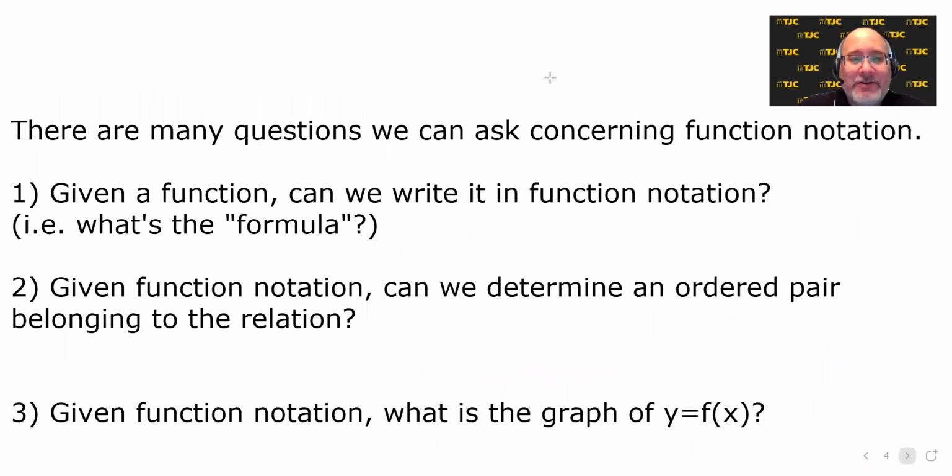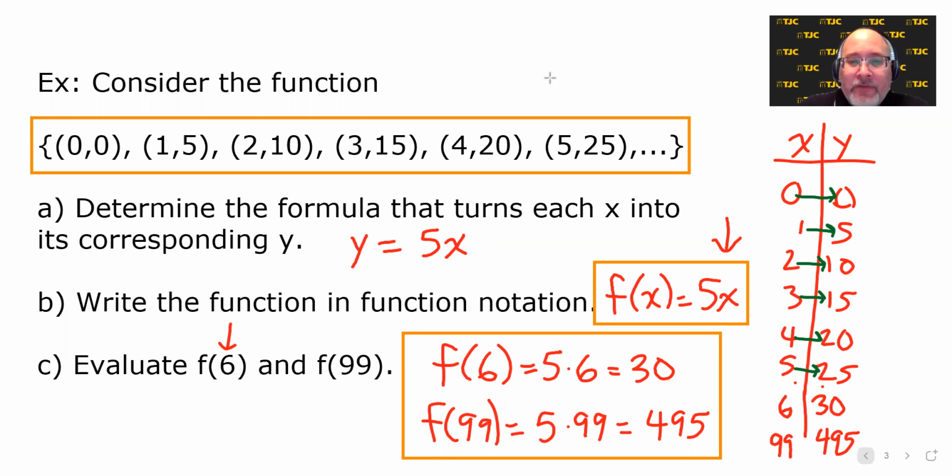The second question we could ask is, given function notation, can we determine an ordered pair belonging to the relation? That's what we did in part C. In part C, we had the function notation already from part B, and we used that to generate 2 ordered pairs, specifically the ordered pair 6, 30 and the ordered pair 99, 495. You can almost think of a function in function notation as an ordered pair generator. You've got a function in function notation like f of x equals 5x. You need some ordered pairs. Stick numbers in, get numbers out. Every time you do that process, you've created an ordered pair.